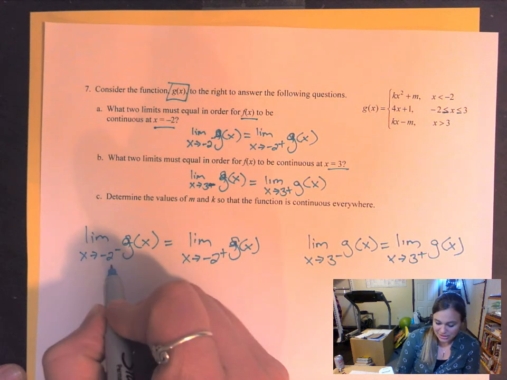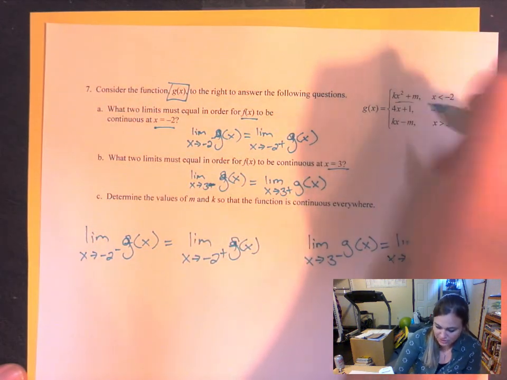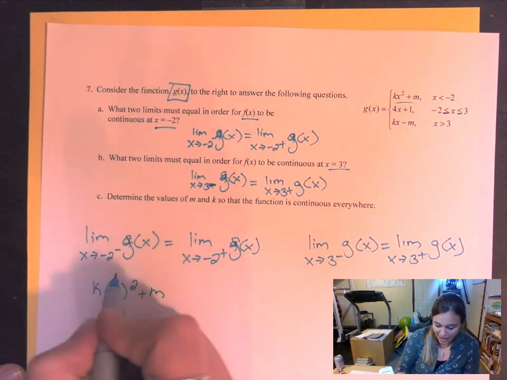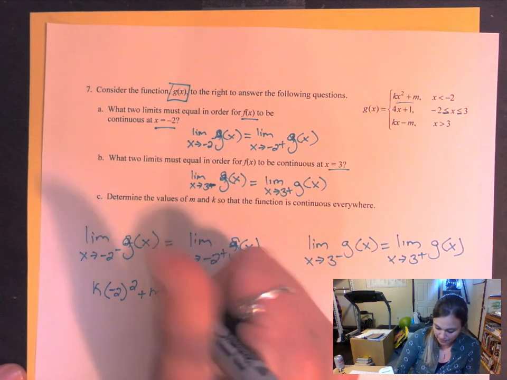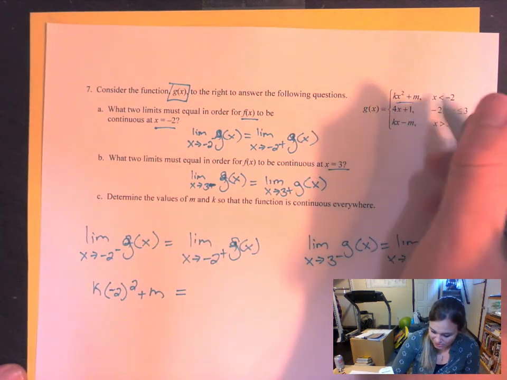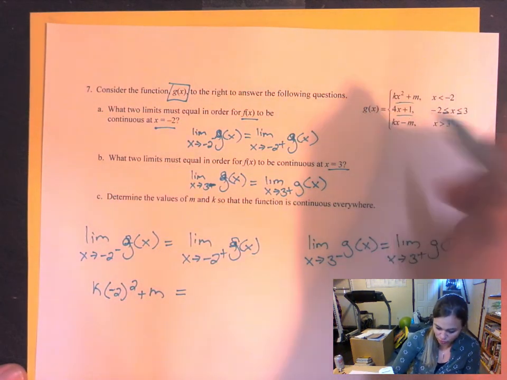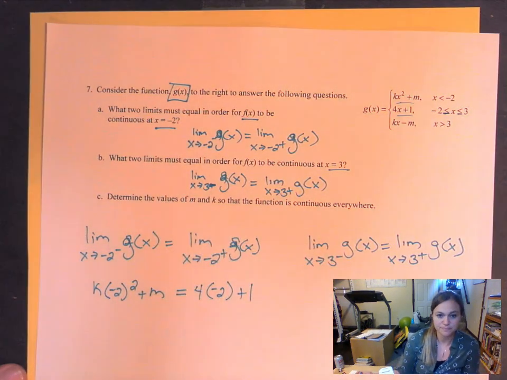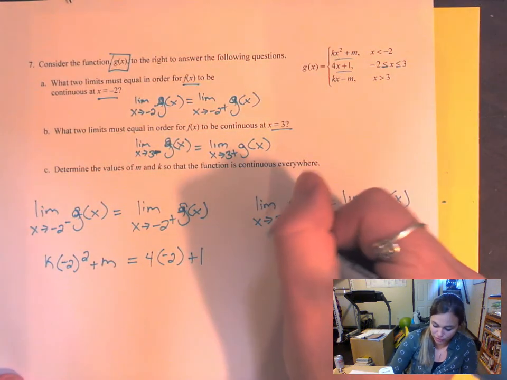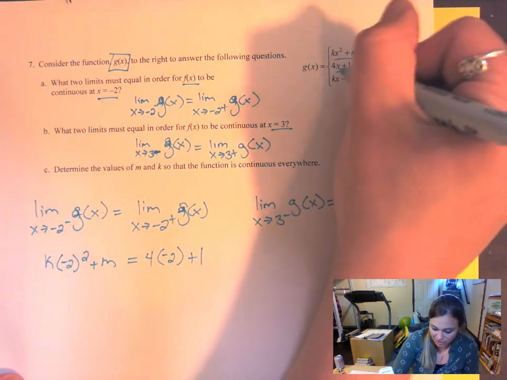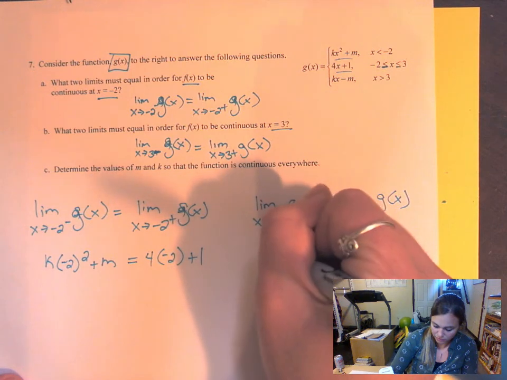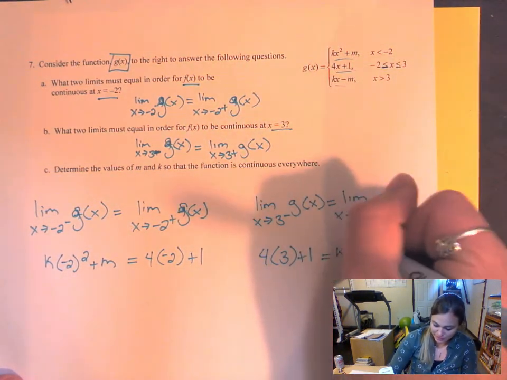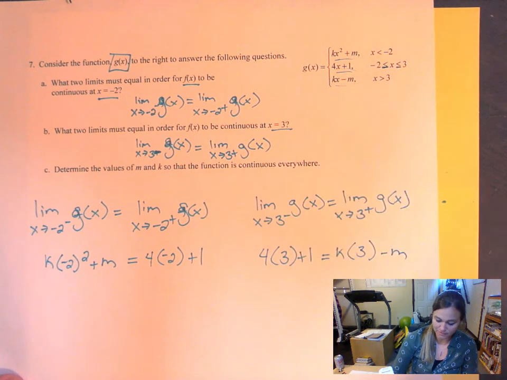Okay, limit as x approaches -2 from the left. I'm going to use this part, which is k x squared plus m, and instead of x, I'm going to put in -2. On the right, it's connected to this part. I can see the 4x plus 1, but instead of x, I'm going to substitute in -2. If I do the other one for 3, limit as x approaches 3 from the left, that would be this part, the 4x plus 1. 4 times 3 plus 1. And then for the right, I've got kx minus m, but instead of x, I'm going to write 3.